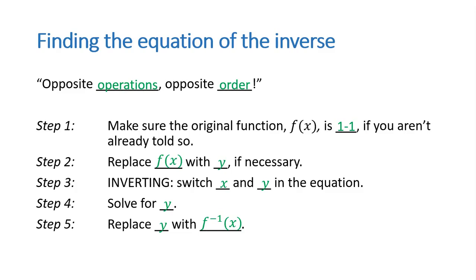And we can always check our work by using this opposite operations, opposite order idea. So all of the operations in our original function should be represented in our inverse, just opposite. So an addition becomes a subtraction, a multiplication becomes a division, etc. And all of the opposite operations should occur in the opposite order. So whatever happened first in the original function, we should have the opposite operation happening at the end of the inverse function. Let's start with a simple example.